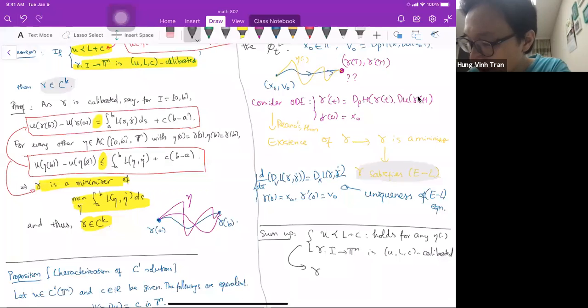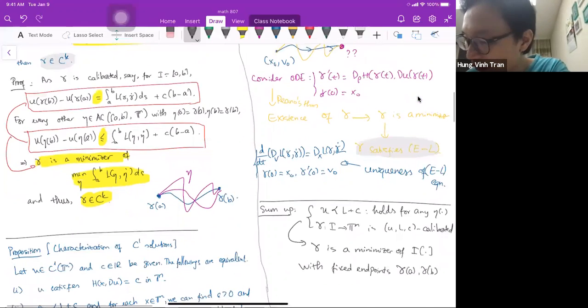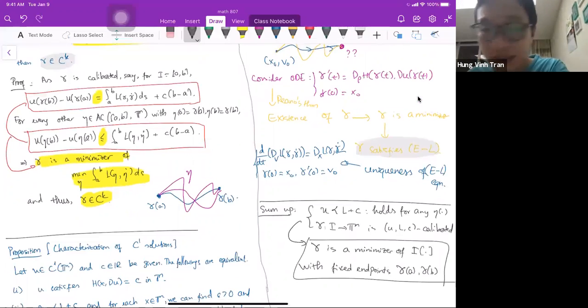gamma is a minimizer of the action functional I with fixed endpoints determined by gamma, so gamma A, gamma B. Okay, I want to emphasize this point because we are going to encounter this a lot later on: when you consider a ray or something like that, when we don't have the fixed endpoints, then we have to be careful. So we have to have fixed endpoints in order to consider the minimizing problem. Okay.